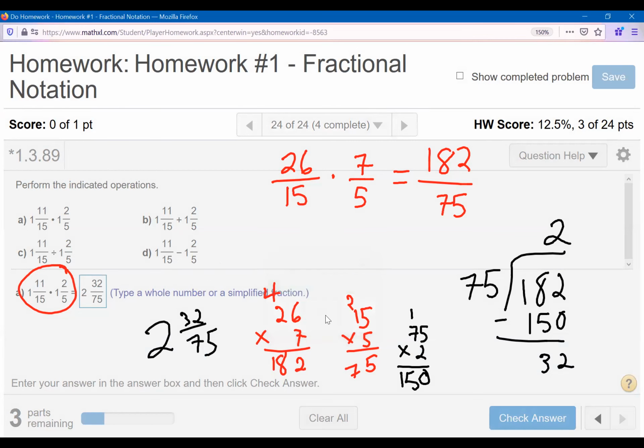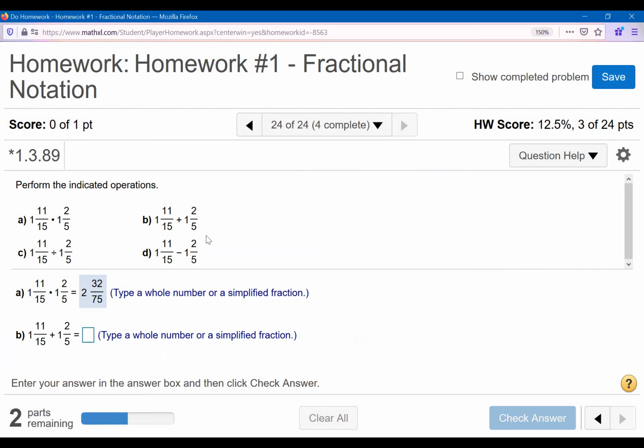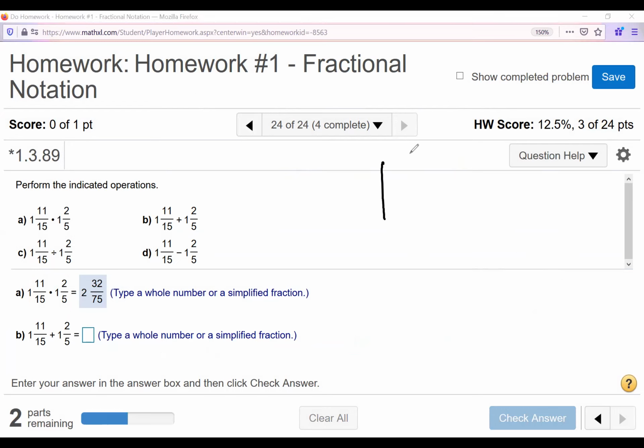Okay. Then part B, what are we asked to do next? Looks like we're asked to do addition next. All right, so 1 and 11/15 plus 1 and 2/5. Now let's practice adding by just lining up those numbers. Rather than changing them, let's add them by lining them up. So 1 and 11/15 plus.